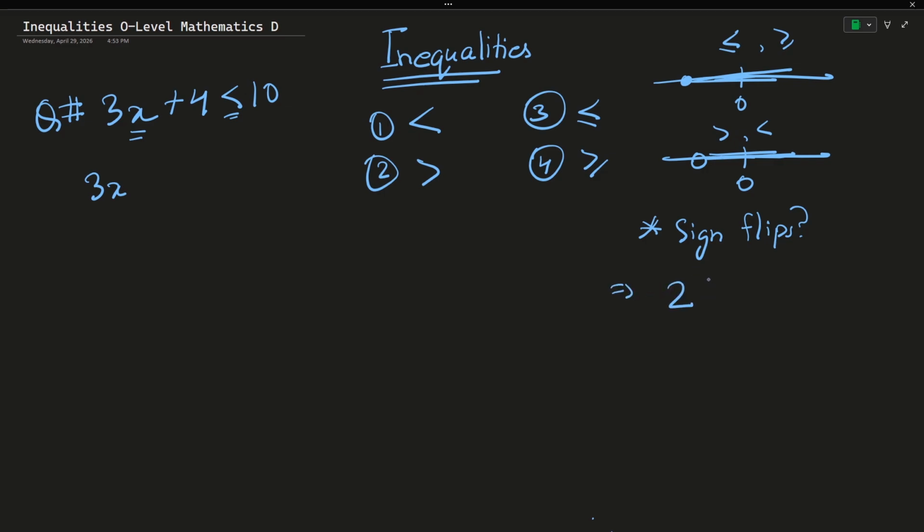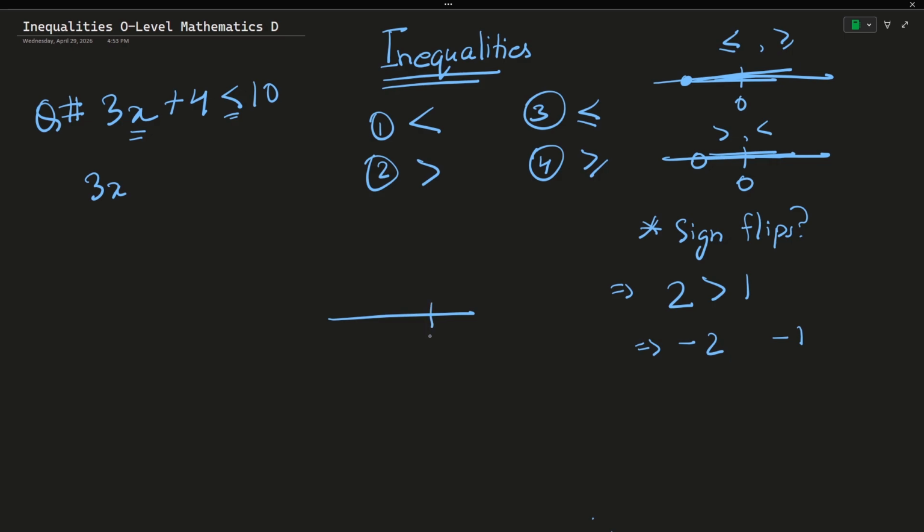Let's say you have 2 is greater than 1. Now, if you multiply both sides by -1, you get -2 and -1. As you have seen before, we had 2 is greater than 1, which is true. But it is not true that -2 is greater than -1.